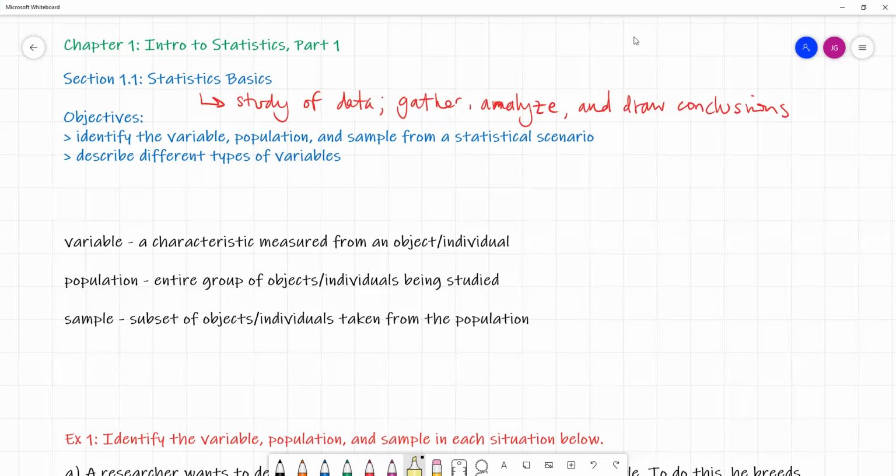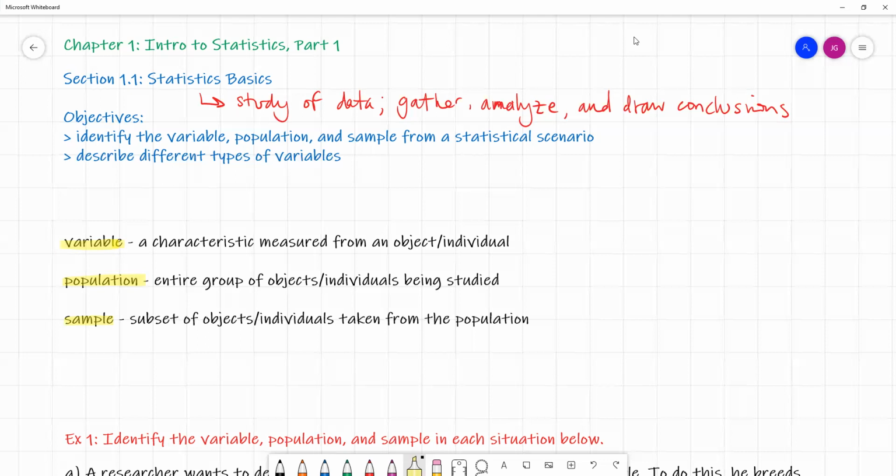So here's our first definition: variable. It's a characteristic measured from an object or an individual. So that's what the variable of a study will be, just whatever we're looking at from these objects or individuals that we're studying. The population of a statistical study is the entire group of objects or individuals that we're studying, that we want to draw conclusions about. This is what I want to say about this entire group of people or this entire group of things, etc. And then a sample is a subset of objects or individuals taken from the population.